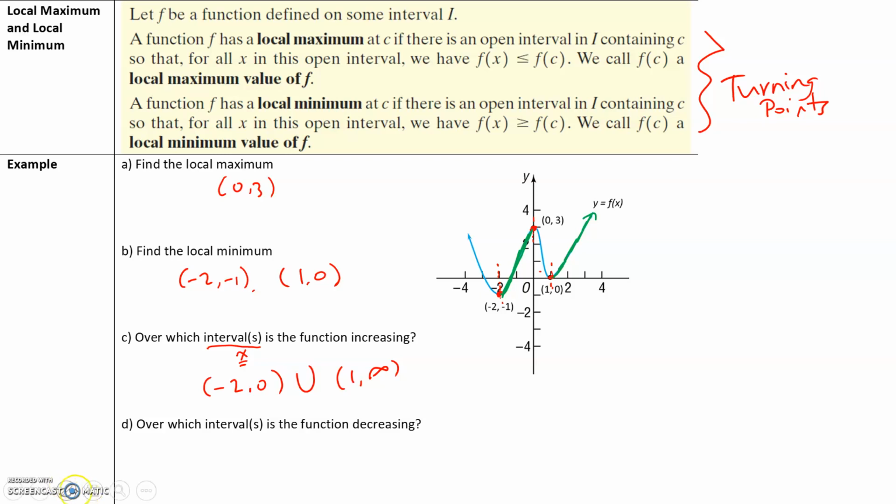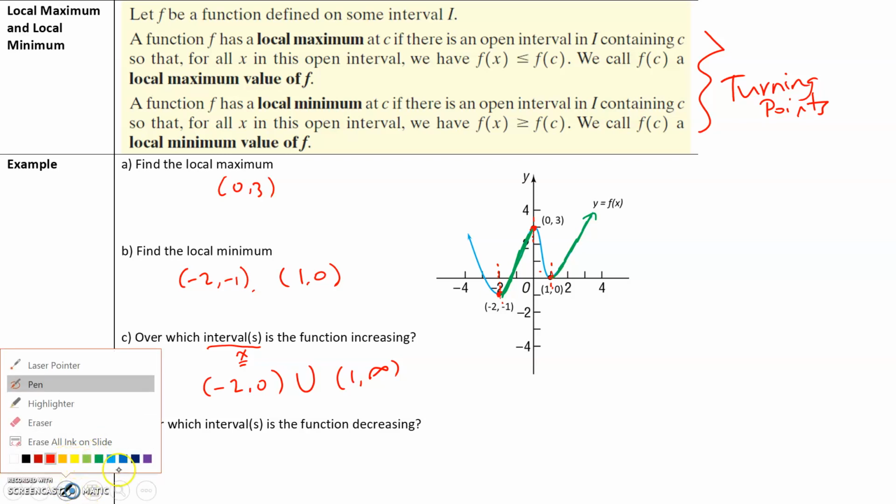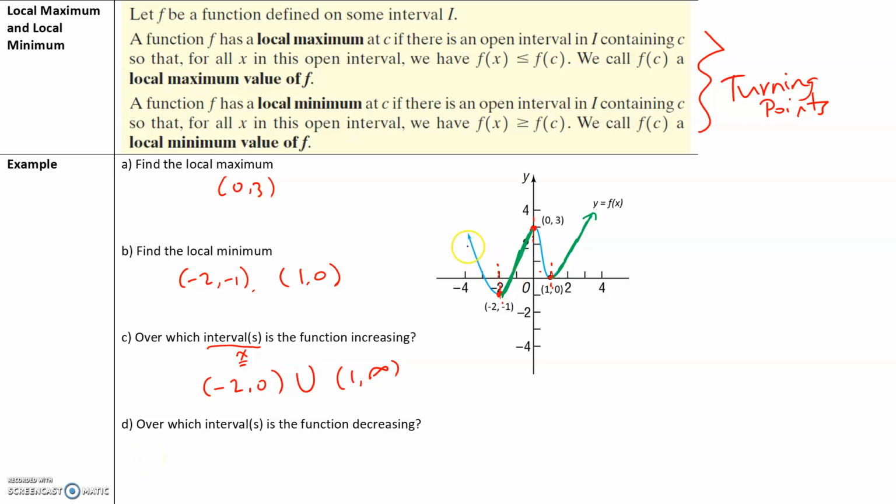Okay, next question: where is the function decreasing? Decreasing means that when we're going from left to right, the function is going down. So the function is decreasing here, and also here. The y values are going down over these intervals. Now, what are these intervals? The first one: the x values are from negative infinity all the way until -2. And then it's also decreasing between 0 and 1. So over these intervals, the function is decreasing.